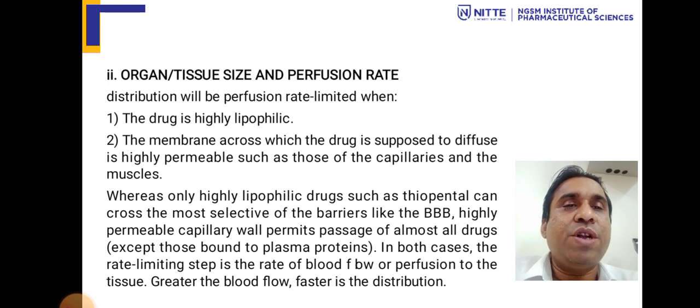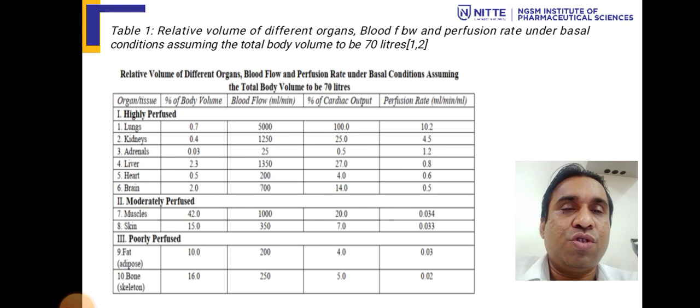Next one, we have organ tissue and perfusion rate. Distribution will be perfusion rate limited when the drug is highly lipophilic. The membrane across which the drug is supposed to diffuse is highly permeable, such as those of the capillaries and muscles. Whereas only highly lipophilic drugs such as thiopental can cross the most sensitive barrier like the blood-brain barrier. Highly permeable capillary walls permit passage of almost all drugs except those bound to plasma protein. In both cases, the rate limiting step is the rate of blood flow or perfusion to the tissue. Greater the blood flow, faster is the distribution.